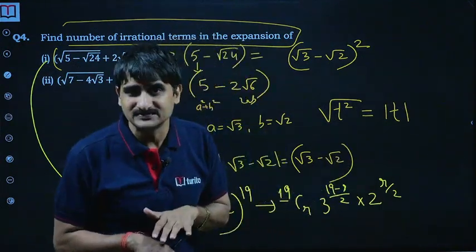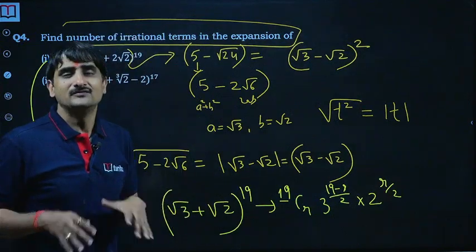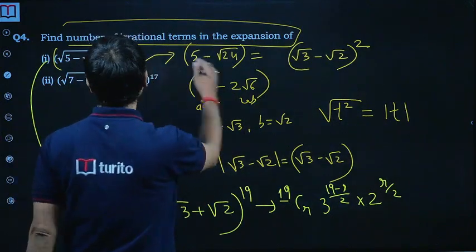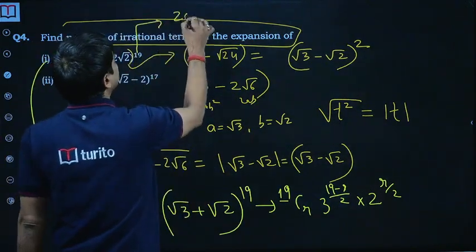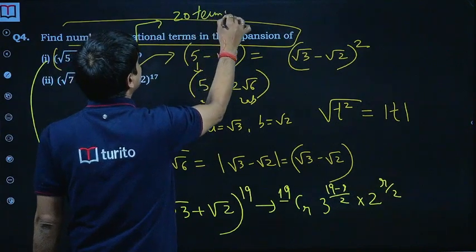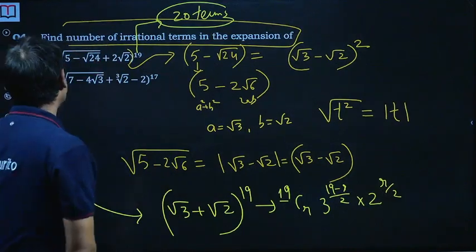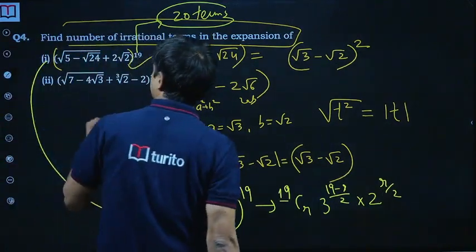That means in this expansion there is no term which is a rational number. All the terms are irrational numbers. So how many? There are 20 such terms. In any binomial expansion we always have n plus 1 terms. Okay, so 20 such terms. Now moving to the next one.